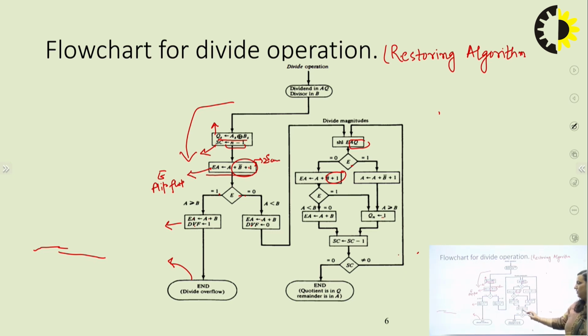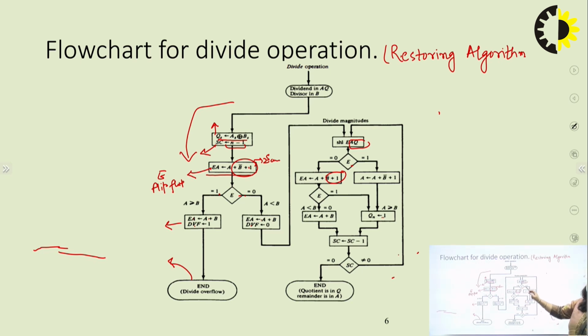After that we will decrement the sequential counter value after performing one iteration. If we are getting E equal to 0, then again we are decrementing the sequential counter. If we have E equal to 1, at the end we are again decrementing the sequential counter value. Now this part is done.